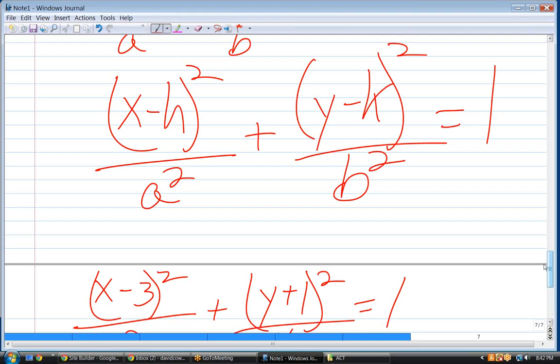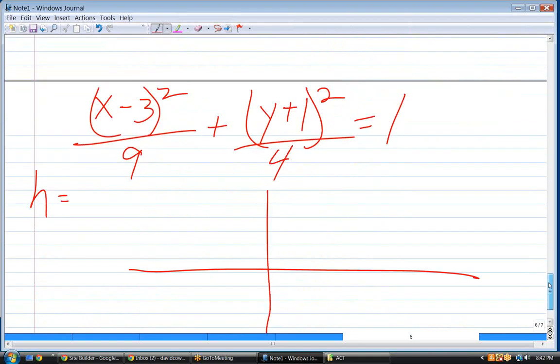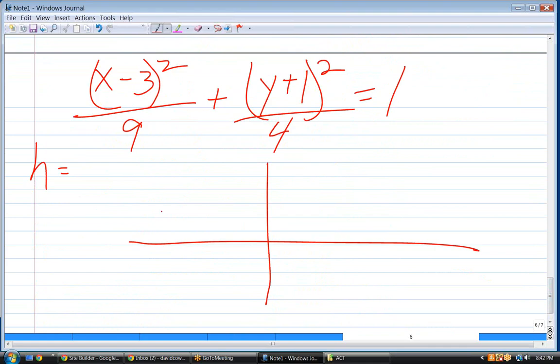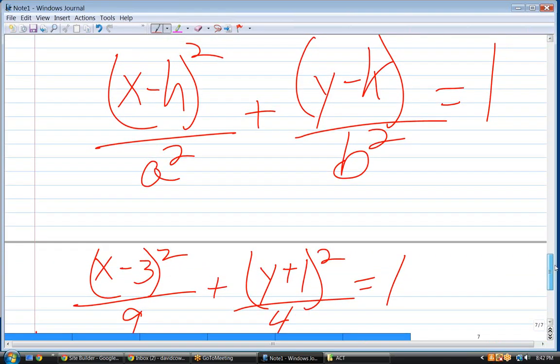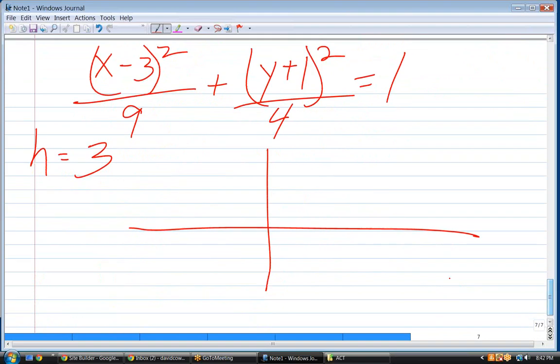Here's the general format. H is the x-coordinate of the center. K is the y-coordinate of the center. So in this specific equation, what is H? H is positive 3, because it's minus h squared. What is K? K is negative 1.